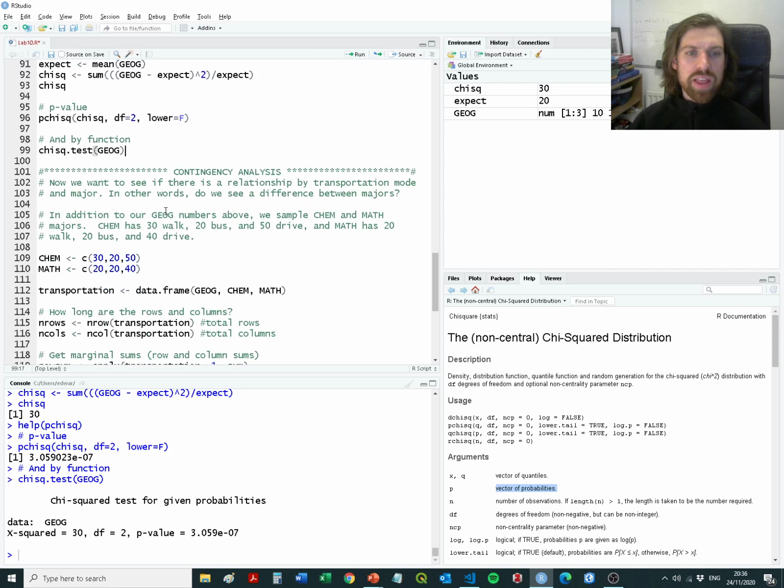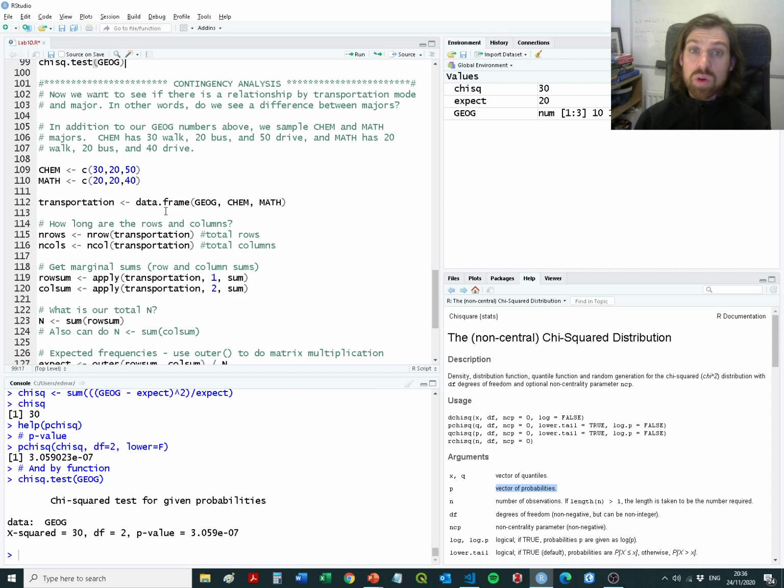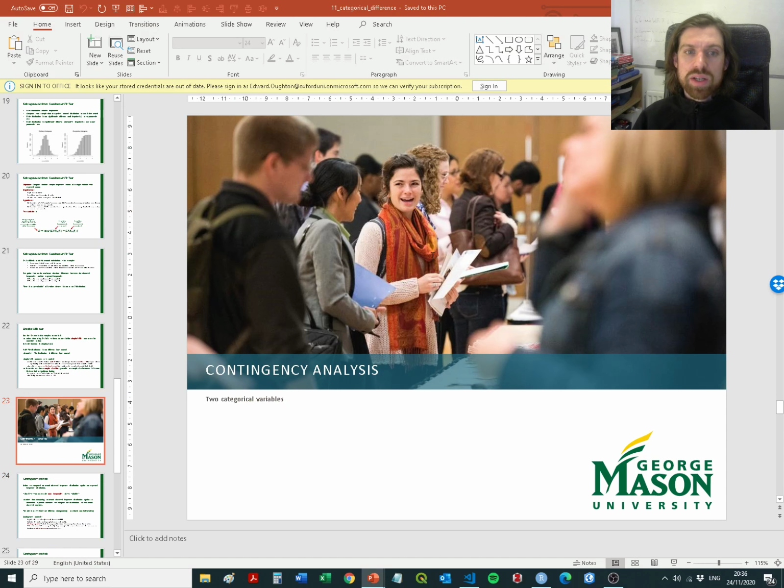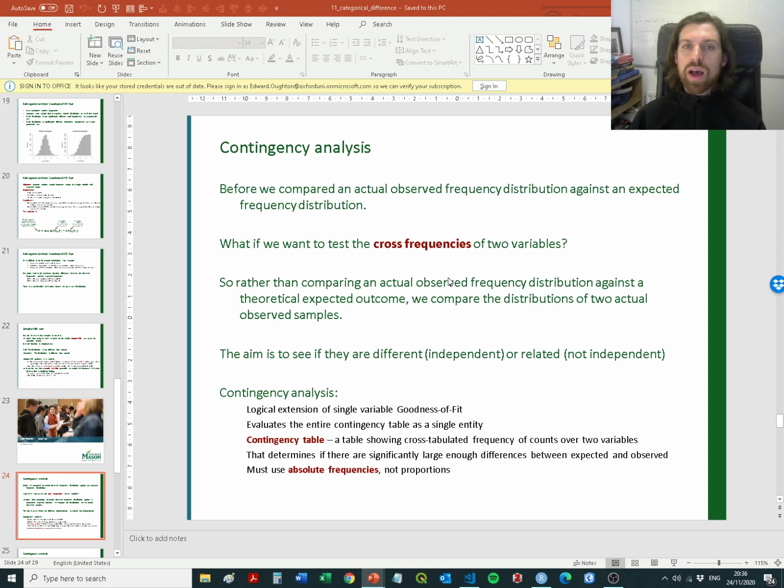Okay, good. And then finally, what we're doing today is just to go over the contingency analysis. So we covered this also within the categorical data lecture, so lecture 11. And within the contingency analysis method, what we're wanting to do is test the cross frequencies of two different variables. For a lot of those other categorical tests that we covered, what we were doing was comparing observed frequency distributions against expected frequency distributions, and that's fine, but that's always comparing an observed outcome against a theoretical outcome. But often what we might want to do is compare two empirically collected outcomes, as we want to do here.